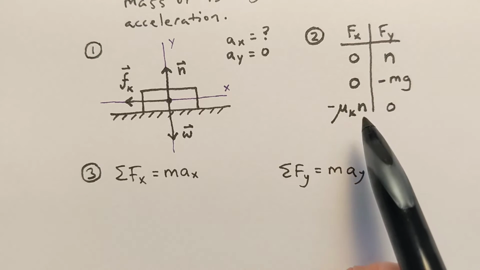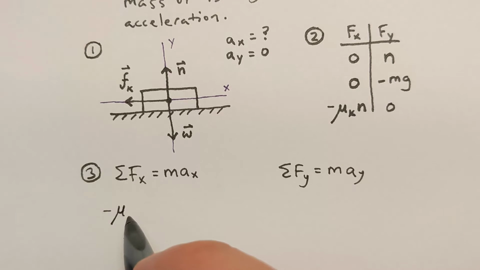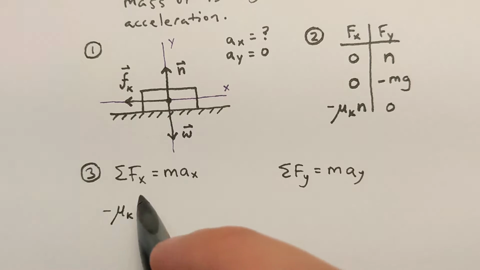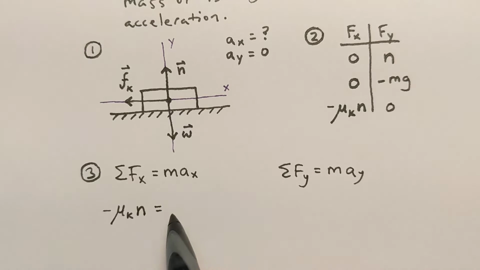So 0 plus 0 plus negative mu k N are our forces in the x direction added together. So that comes out to negative the coefficient of friction times the normal force. It's going to be mass times acceleration in the x direction.